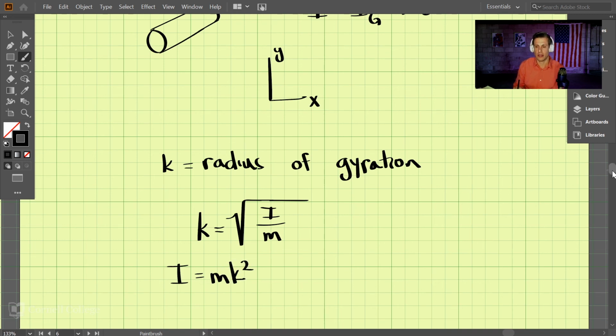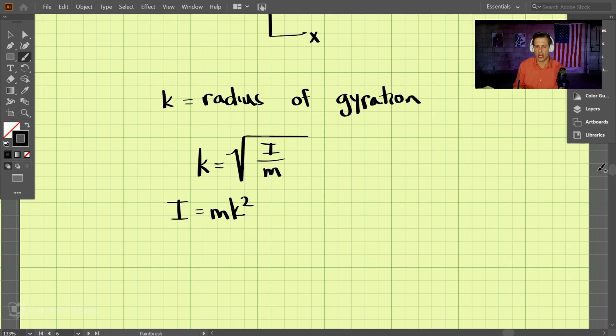So when is the radius of gyration helpful? Let's say we want to solve the problem multiple times, and we have the same cylinder, but we have different materials each time we want to solve it. So it has a different mass, let's say. The radius of gyration would be helpful because we could solve it and just insert different masses for the same cylinder here.